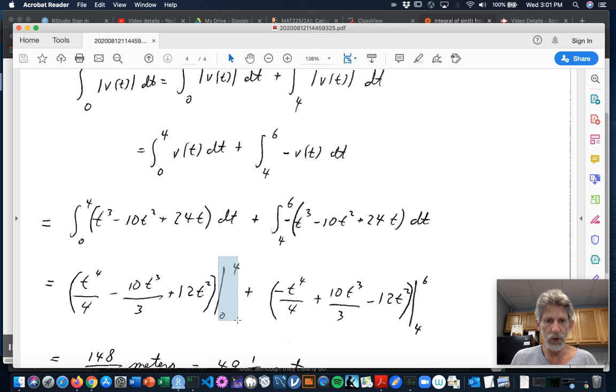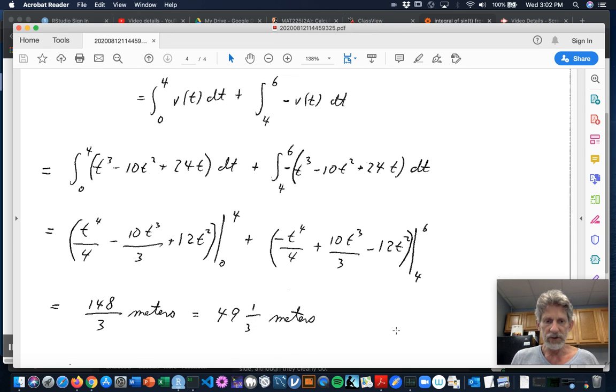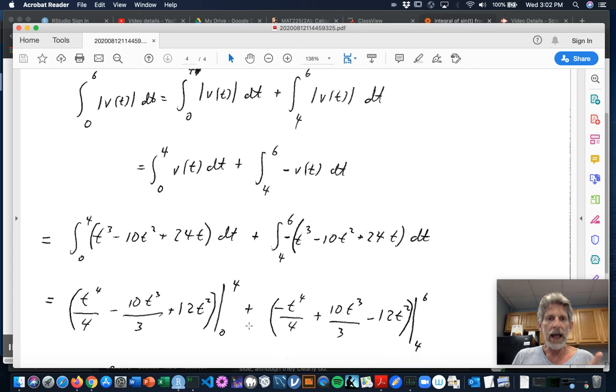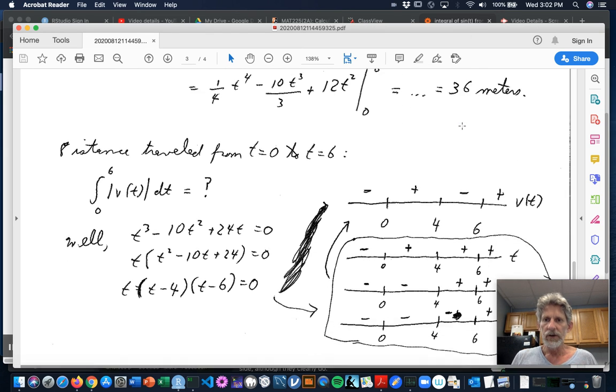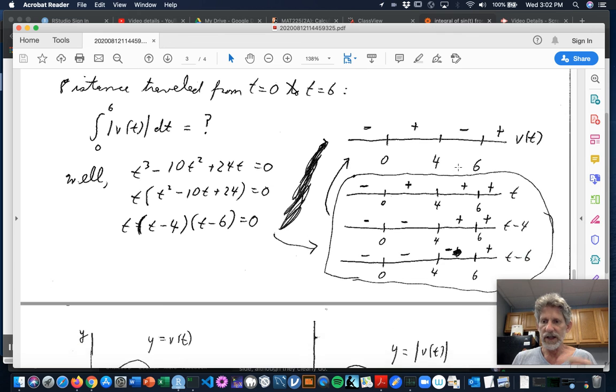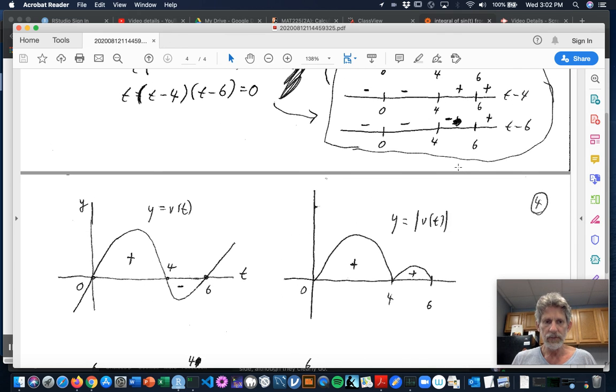And so the first one, I just got my antiderivative. I go from 0 to 4. This next one, I'm working in the minus sign before I take my antiderivatives, and I end up with this. And I've got to evaluate between 4 and 6. So there's some arithmetic to do, and the book shows you a little bit more of that arithmetic, I think. And you end up with 148 over 3, which simplifies down, if you like, to 49 1/3 meters. Okay, as compared to the 36 meters here.